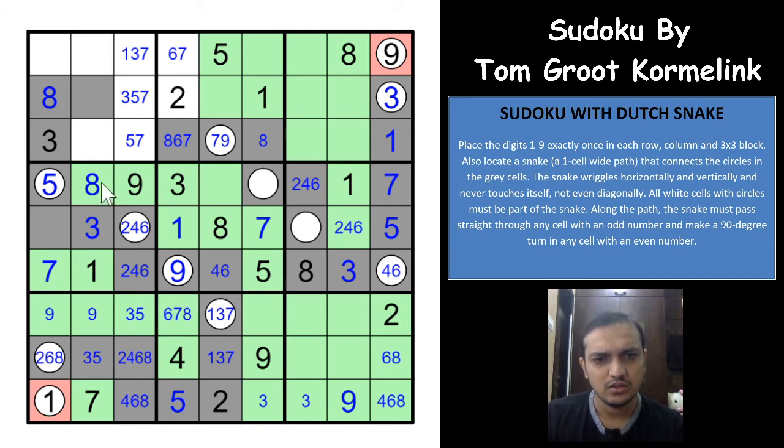Okay, so this is an odd number, right? Because of the odd number, this cannot be a snake cell now, because if it is a snake cell it would have to go straight. So this cannot be a snake cell, this would have to turn here and this would have to turn here because of the even digit. So we have found the snake path here, which means that this is nothing but now an odd even Sudoku, right?